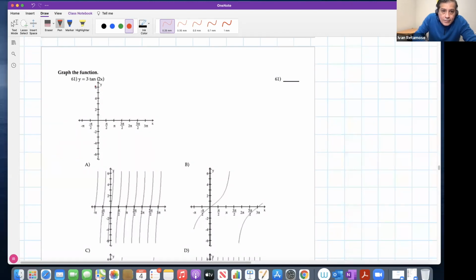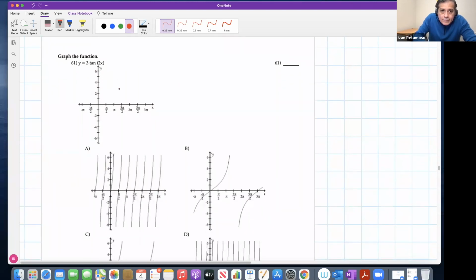So here is another one. This is a positive tangent. So here, I think it's just basically this. The number 3 is just stretching vertically the graph of tangent of 2x, right? Remember, there's a formula. This is b.